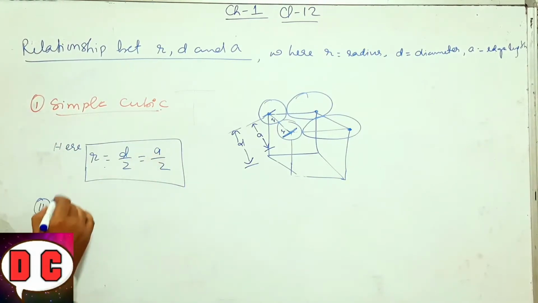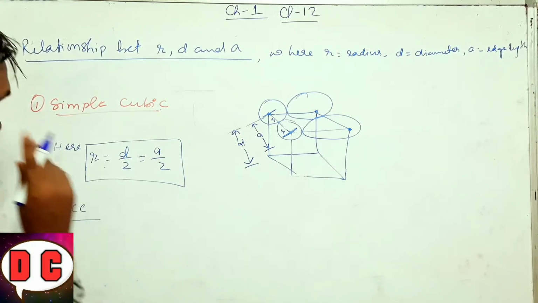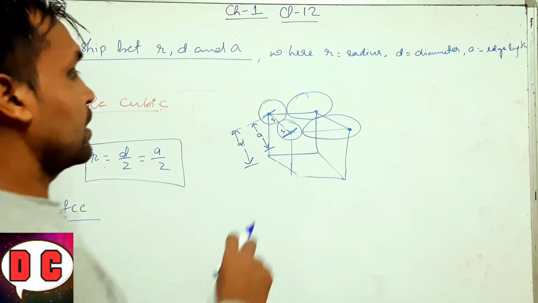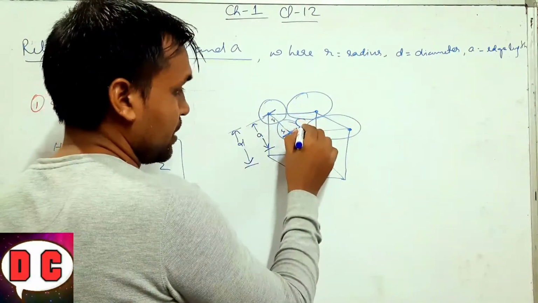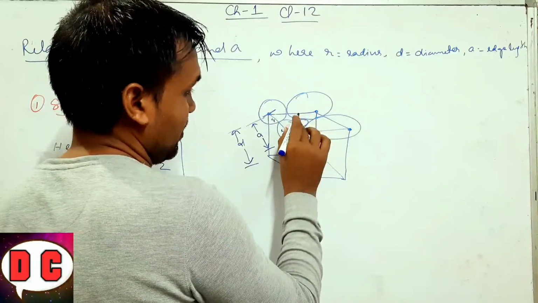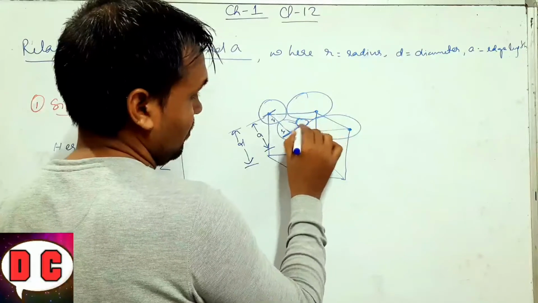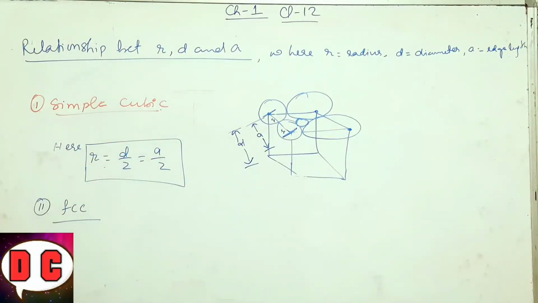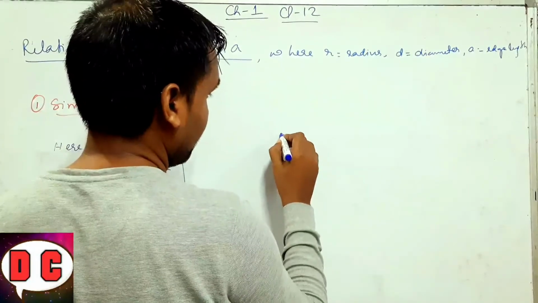Number 2 we are going to do for FCC. So for FCC, what will be the relations? Let us see. Here the edge length is like this, and in FCC I told you on each face there will be one extra circle also, right? There will be one extra circle as well at the center, right? So if we want to draw it properly, let me draw it and tell you.